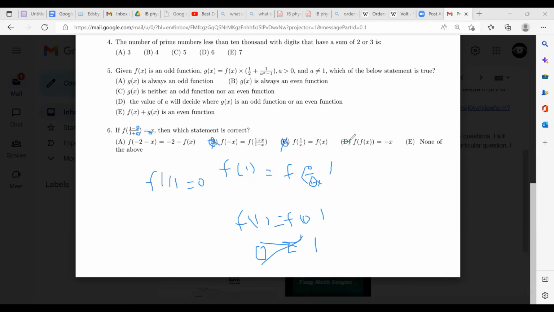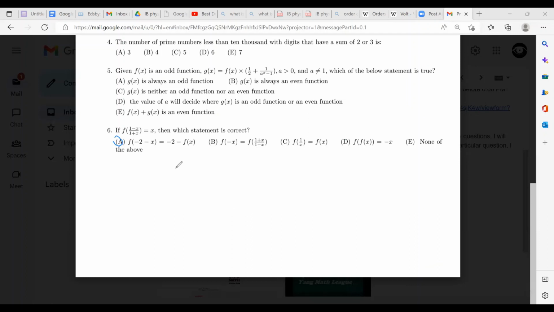So these two are not the right answers, and you can do the same thing for D. But since we already proved that A is the right answer, we're just going to go with A. So we don't have to look at all the other options. So the answer is A.